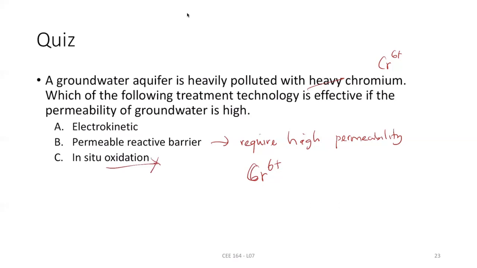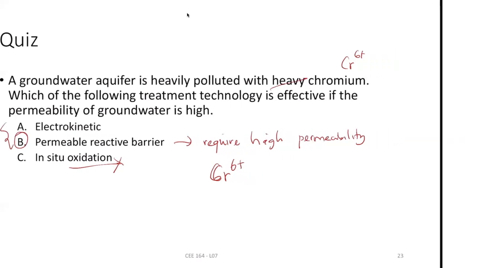Okay. So in that context, you could choose any of them. But as I said, electrokinetic is more efficient when the permeability is low. So the answer usually is this, but again, as I said, I didn't give you the context, so it's very easy to get confused here.